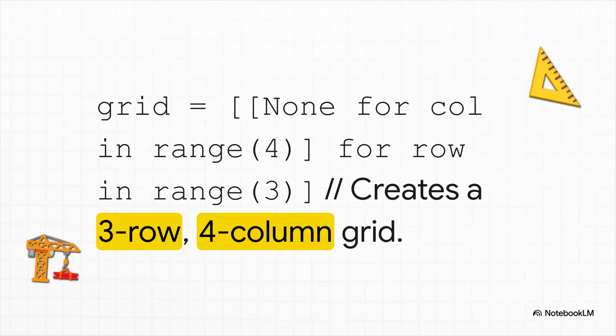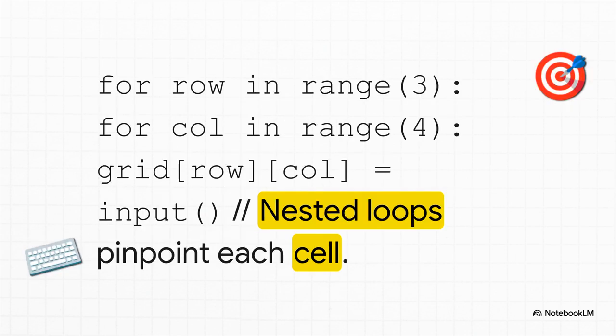Okay, this code might look a little intense, but it's simpler than you think. You just have to read it from the inside out. The inner bit creates one row with 4 columns. The outer part tells Python to do that 3 times. And just like that, you have a list containing 3 rows, a 3x4 grid. To fill it, we use nested loops. It's a loop inside of another loop. The outer one handles the rows, and the inner one handles the columns. This lets us use grid[row][col] to target any specific cell by giving it coordinates, just like in Battleship.